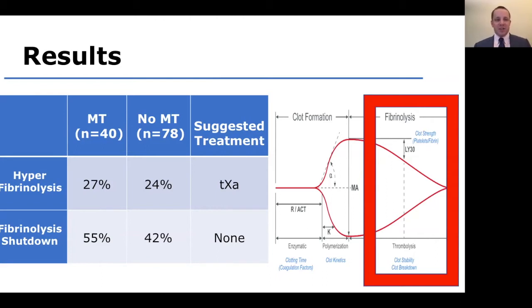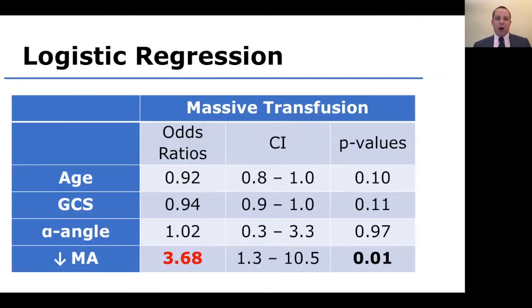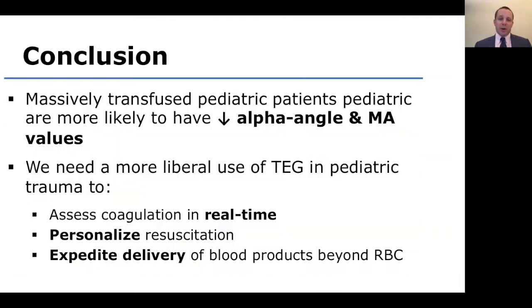However, it's interesting to note that over 70% of all patients combined had some sort of derangement in fibrinolysis or their abilities to break down clot. On logistic regression, after adjusting for age and Glasgow Coma score and dichotomizing TEG values as either abnormal or normal, we identified a decreased MA, or maximum amplitude value, to be a significant predictor for massive transfusion with an odds ratio of 3.68.